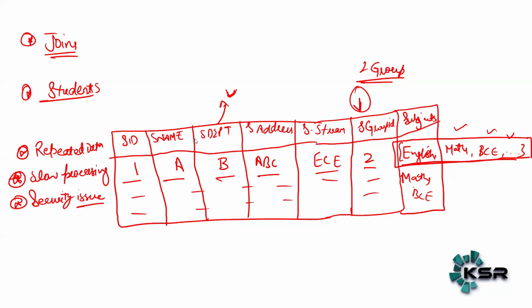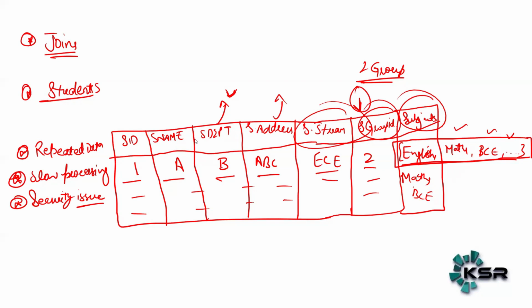Right or not? A lot of data is getting duplicated. Suppose you want to get the address of this guy. To get the address, you have to retrieve all this information also. Stream also you are retrieving, subjects also. Everything you are retrieving, right? So this is very dangerous, guys.